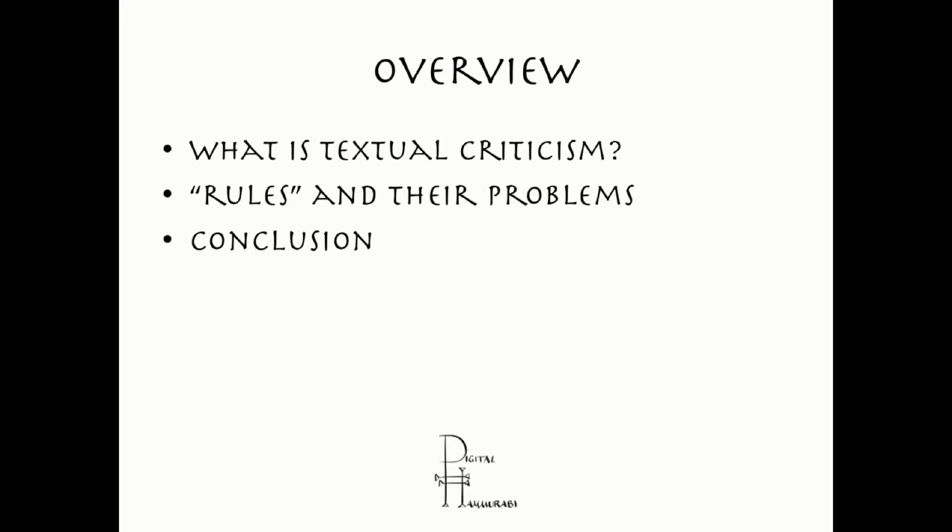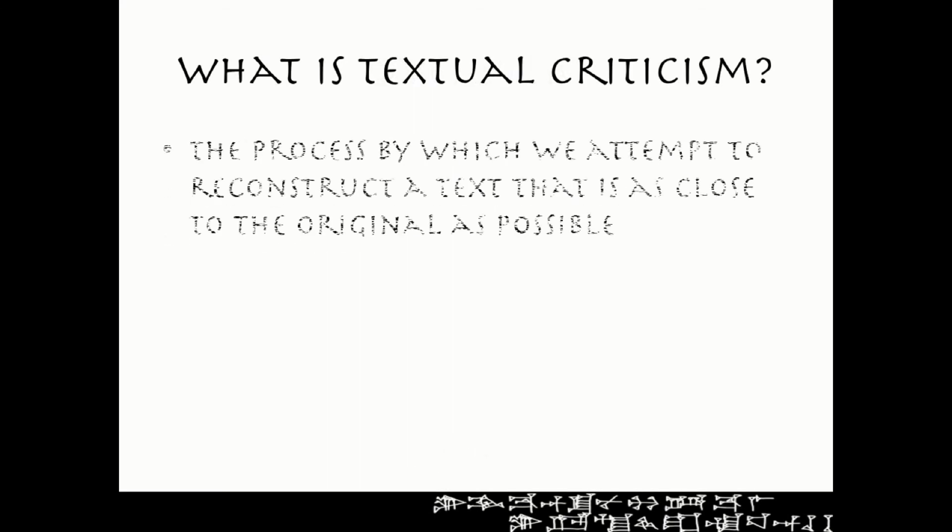So what we're going to talk about today is what textual criticism is. As you remember, yesterday we looked at how we got to the place where we needed to do textual criticism. So having the variety of manuscripts with the variety of variants, the many different variants, how do we figure out what the original text is? What was the autograph? What was there? Because we don't have it anymore. So what is textual criticism? What are the rules, quote unquote, and the problems that are associated with them? And then we'll tie it all together with a conclusion. So let's take a look.